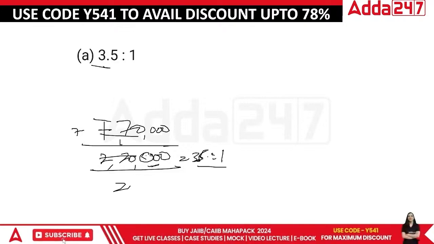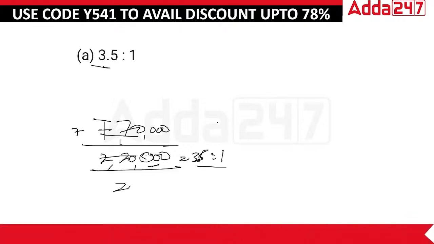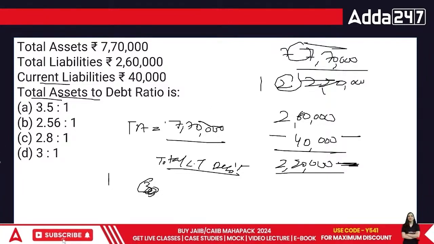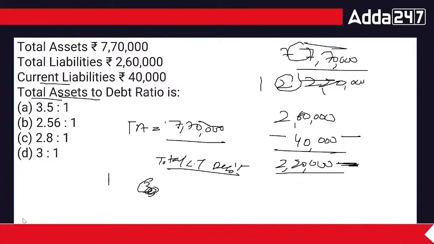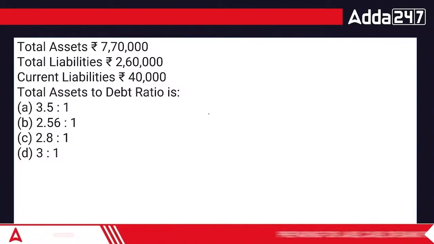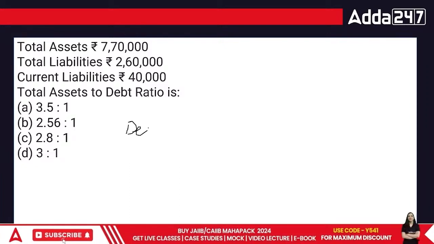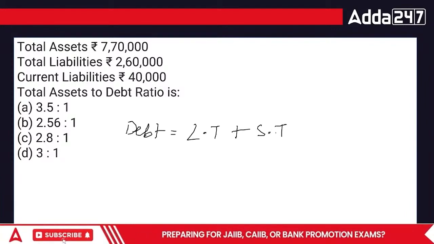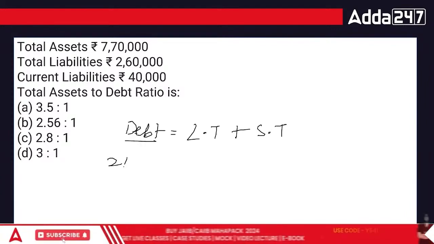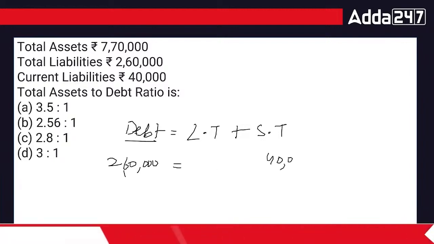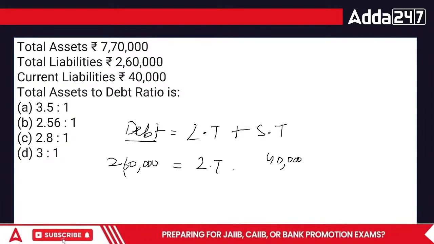Everybody got the idea? Whenever we are calculating these, always remember, this was the total asset to debt ratio. You don't have to learn the ratio, the fun part, because the ratio is already specified. Let me show you again, everyone. In this case, the debt includes both long term plus short term. The total liabilities are 2,60,000, out of which the short term is 40,000. So can we calculate the long term, everyone?